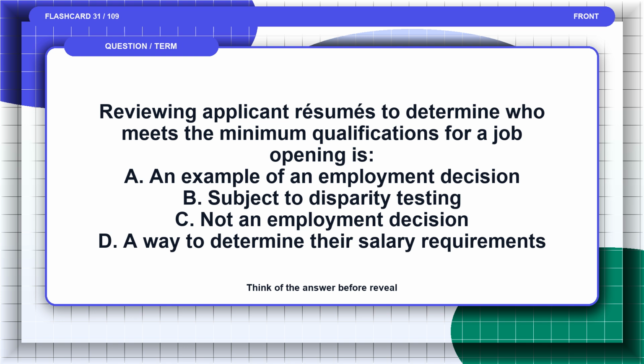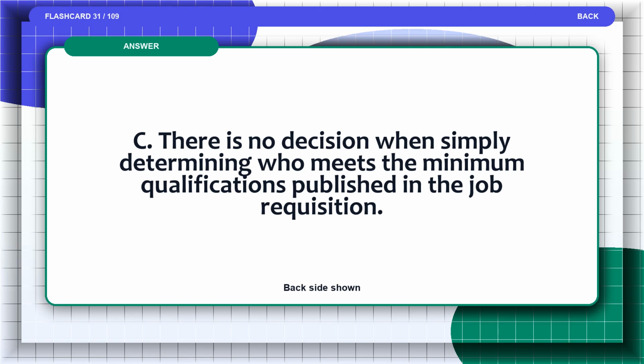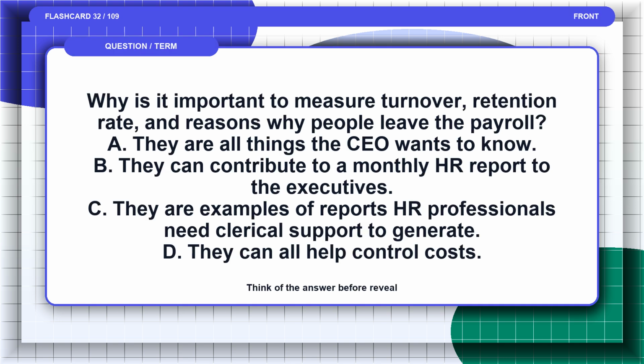Flashcard 31. Reviewing applicant resumes to determine who meets the minimum qualifications for a job opening is: A. An example of an employment decision. B. Subject to disparity testing. C. Not an employment decision. D. A way to determine their salary requirements. Pause and think of the answer before the reveal. The answer is C. There is no decision when simply determining who meets the minimum qualifications published in the job requisition.